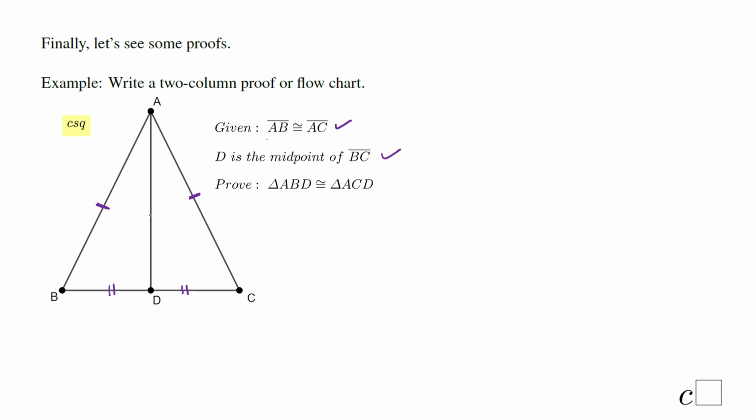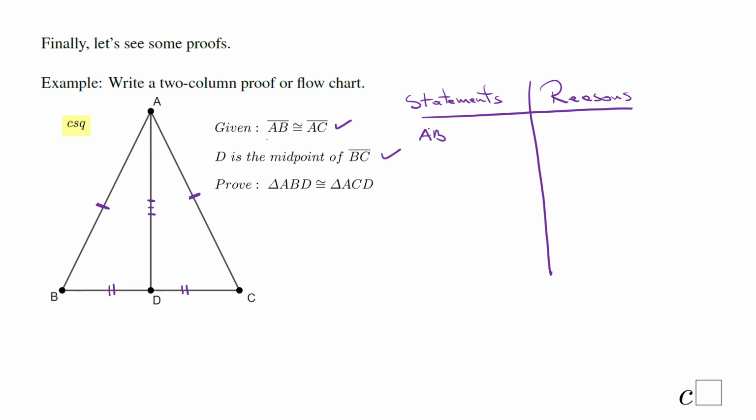Look here, these two triangles share a common side, this one. So that is going to be a side. So this is a way to have a rough draft to write a two-column proof or a flowchart. I'm going to do a two-column proof here. So we're going to have statements and reasons, and we're going to start with what is given. And I'm going to start with the first one, AB congruent to AC, and that is given.